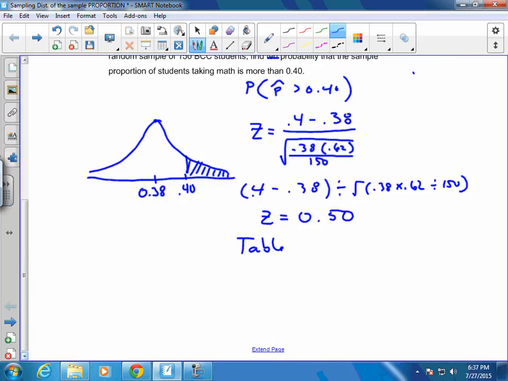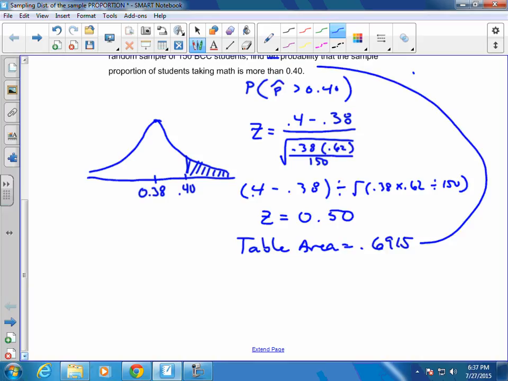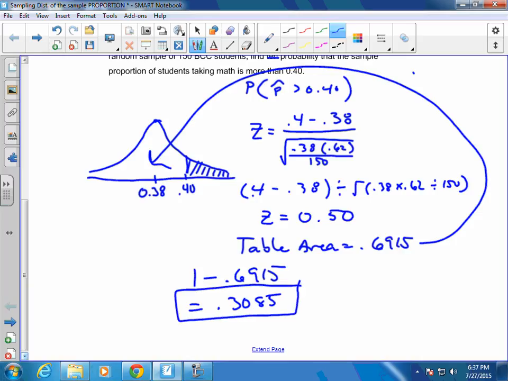Remember that table area, though, is the area to the left of the z-score you looked up. We want 1 minus that table area to find the area to the right. So our answer to this problem would be 0.3085 is the probability that in our sample of 150 BCC students, we get a sample proportion of more than 0.4, which means more than 40% of our sampled BCC students were taking a math course.